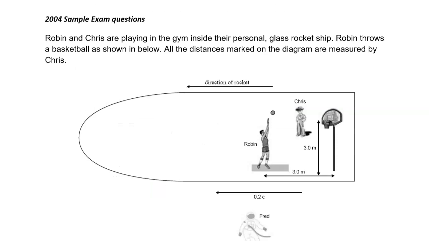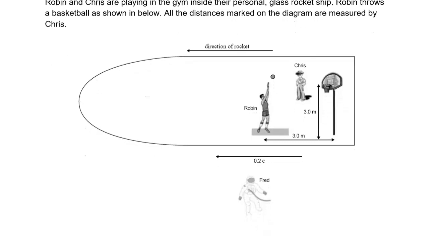Okay, we have a 2004 sample exam question. We're told that Robin and Chris are playing in a gym inside their personal glass rocket ship, as one does. That sounds like an excellent construction. Robin throws a basketball as shown below. All the distances are marked on the diagram and they're measured by Chris. So if we're talking about things being measured by Chris, this length here, 3 meters, and this 3 meters, are both proper lengths. Perhaps we'll call this the proper height, and we'll call this one just proper length.